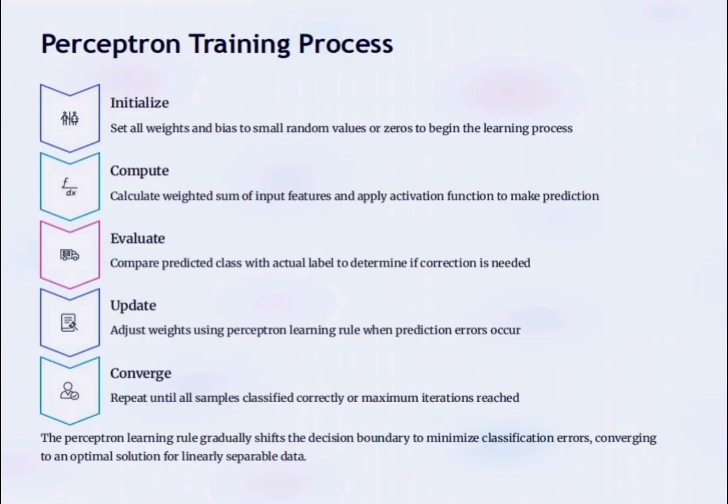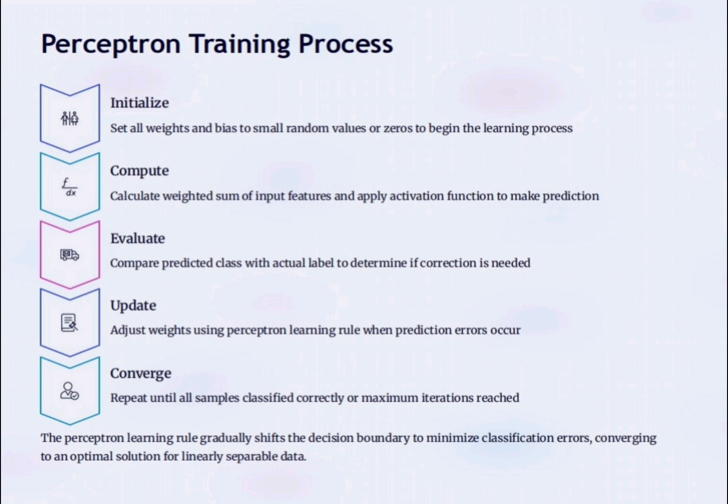Section 4. Perceptron training. How the model learns. Training a perceptron is an iterative process. Here's how it works. Initialization. The model starts with small or zero weights and bias. Prediction. It calculates a weighted sum of inputs and predicts the class.